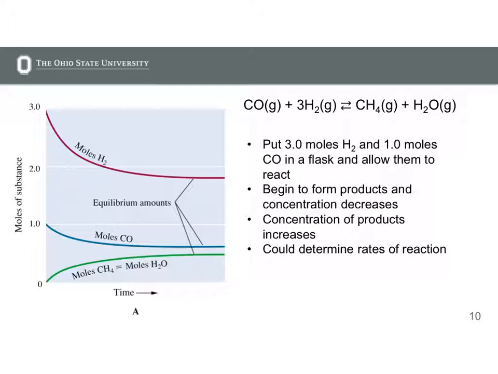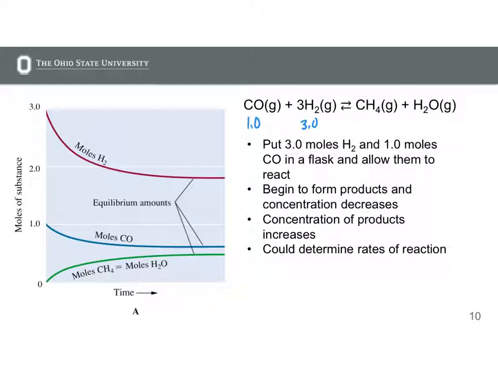All right, so let's look at another example. Let's take carbon monoxide and hydrogen gas and combine them to form methane and water. Everything's in the gas phase. There's going to be an equilibrium that's achieved. But what we're going to start with is 3 moles of H2 and 1 mole of CO, carbon monoxide.